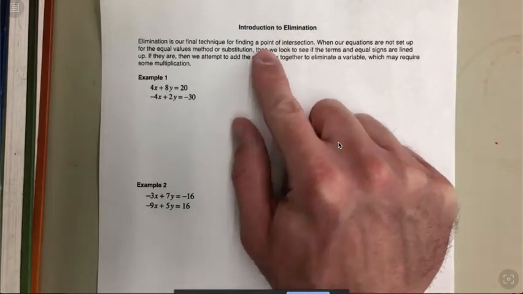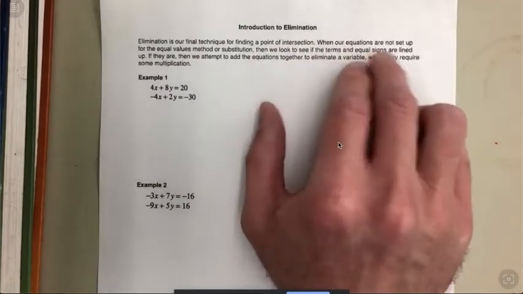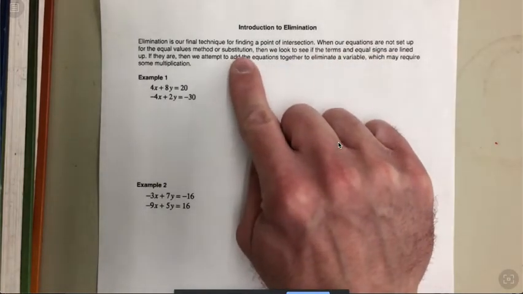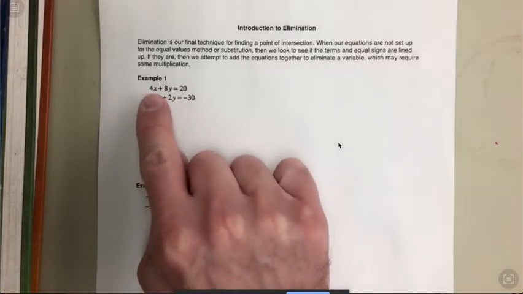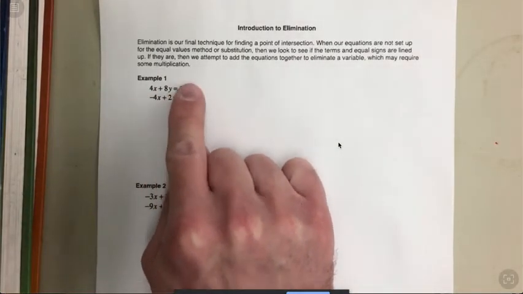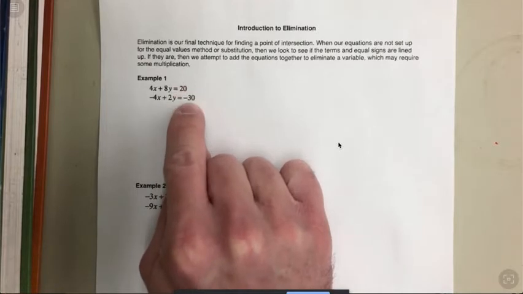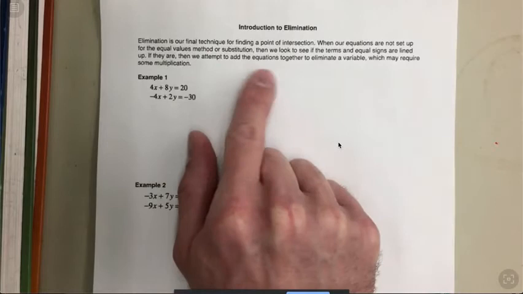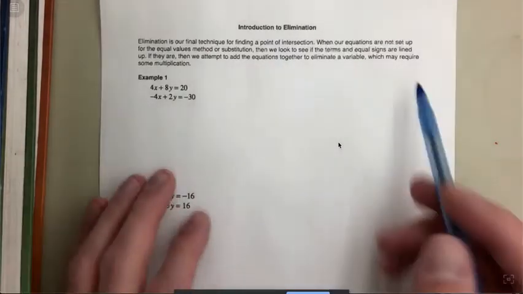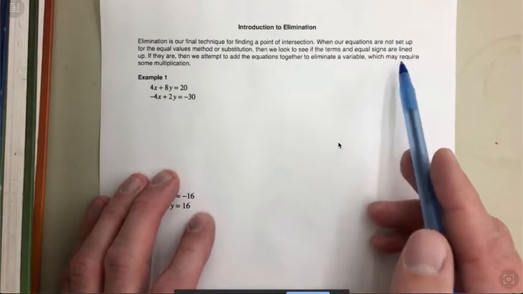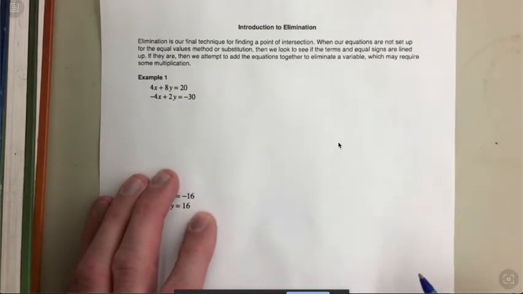So think of this as kind of your last alternative. If nothing's set up for the equal values method or substitution, but terms are lined up. So in this case, if you see x's are lined up, y's are lined up, equals are lined up, and then the non-variable terms are lined up. Basically, we can add equations together to eliminate a variable. So the may require multiplication piece we'll get to later. That won't apply to example 1.